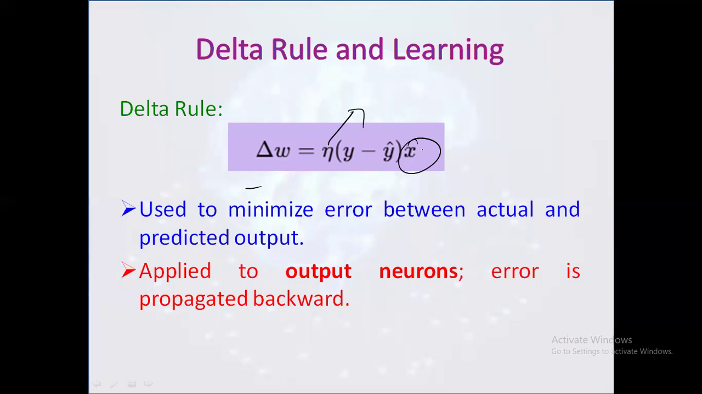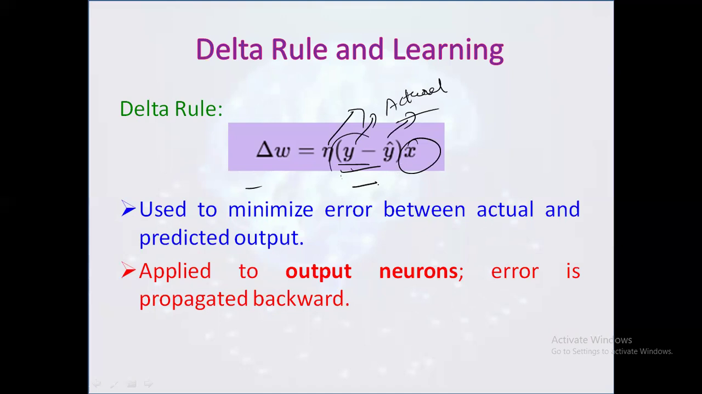This rule helps the neuron learn from the mistakes it makes during predictions and is used to minimize the error between actual and predicted output. By updating weights using the delta rule, the network progressively reduces the gap between the predicted and the actual. Actually, we have to get zero in this case. If it is equal, then the target is achieving the actual one.